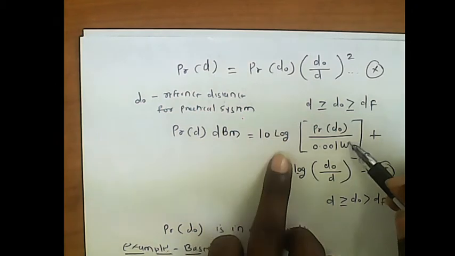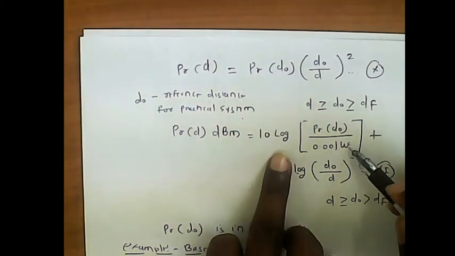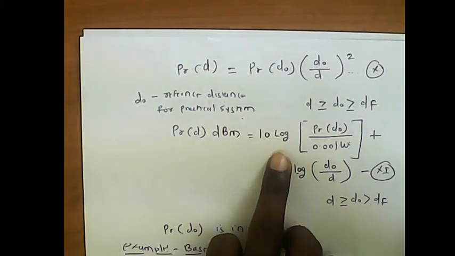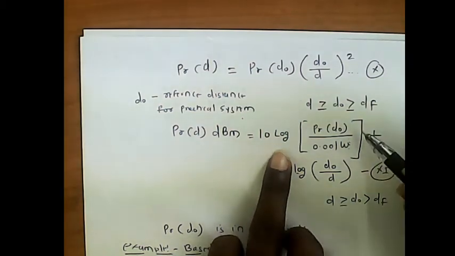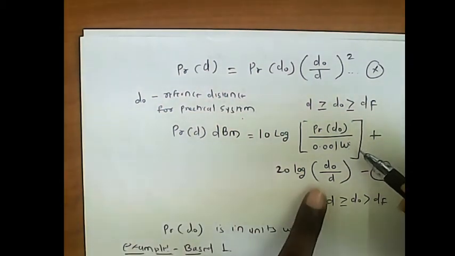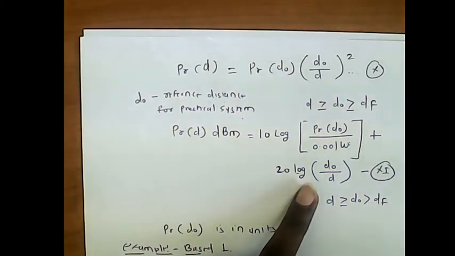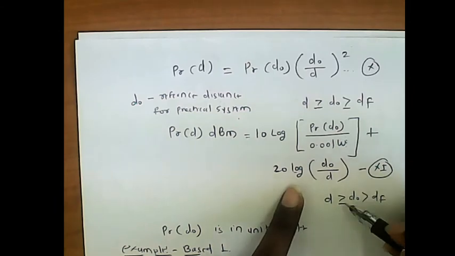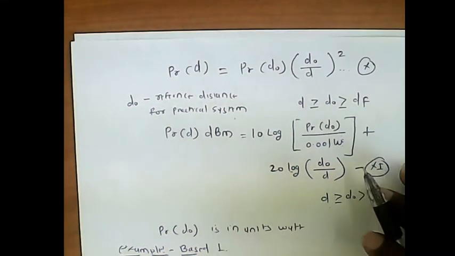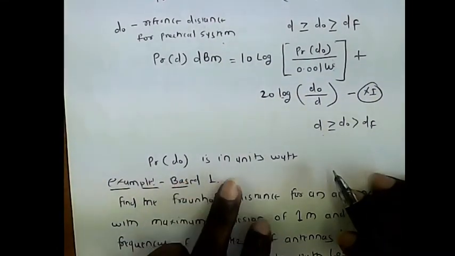which is the received power in terms of the reference value, plus 20 log of d0 divided by d, where d0 is a reference distance from the practical system, where the transmitting and receiving antennas are very close. This d0 lies between D and the Fraunhofer distance. P_r(d0) is in units of watt.